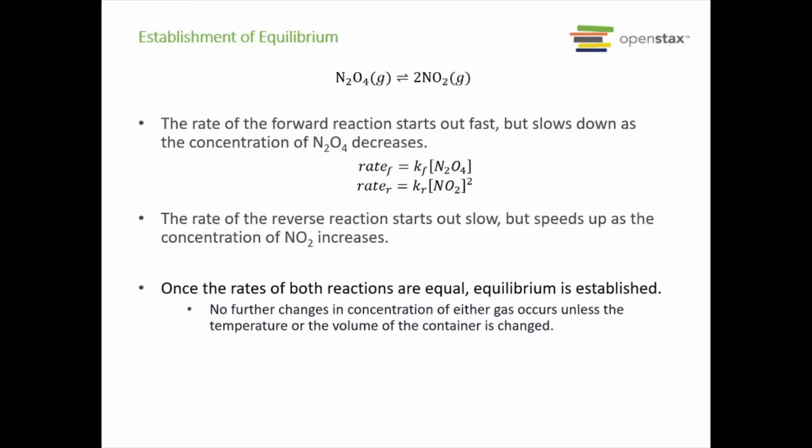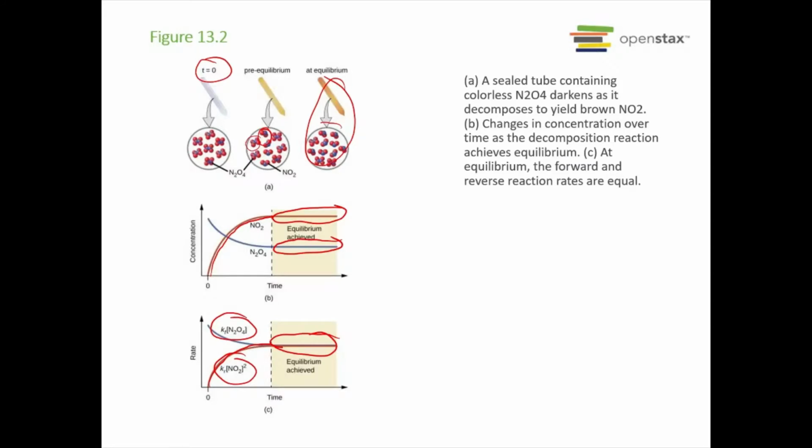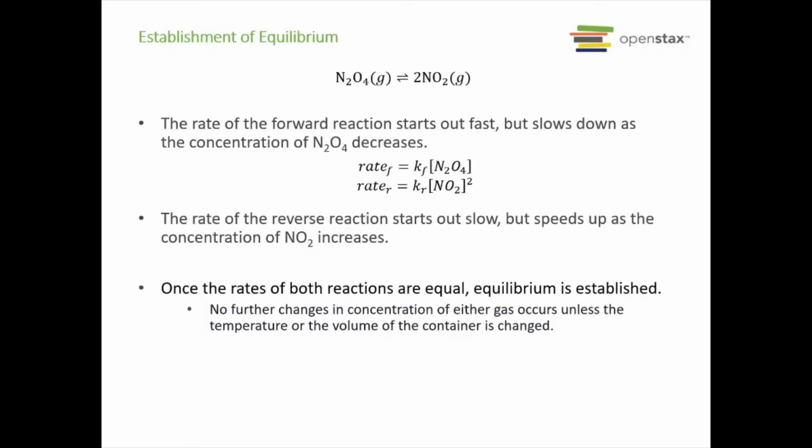Now, the rate of the reaction is going to start out fast, as you can see from the graph. Looking at the N2O4, you can see that it's got a bit of a steep slope there. But it's going to slow down as the N2O4 decreases in concentration, because now you have less of it to react, so it's going to have a lower rate.